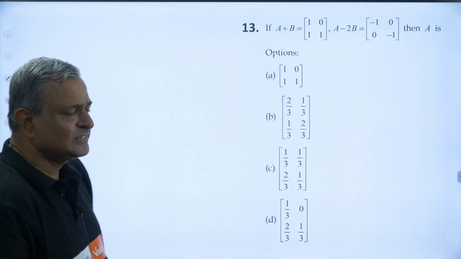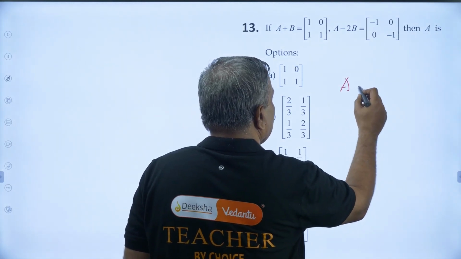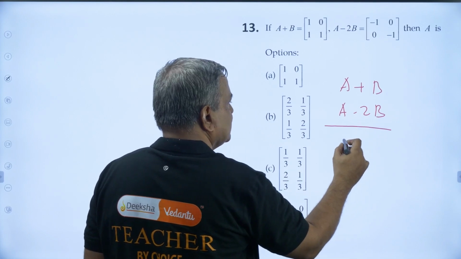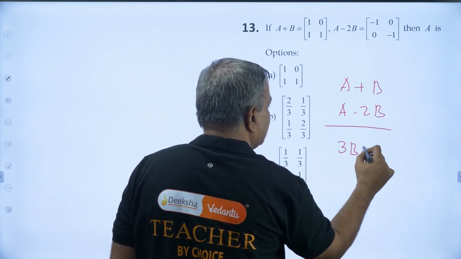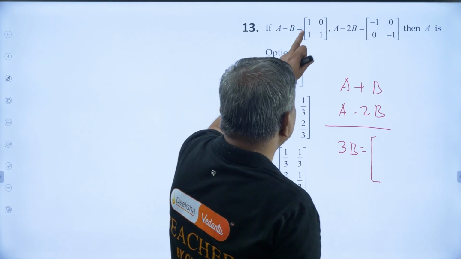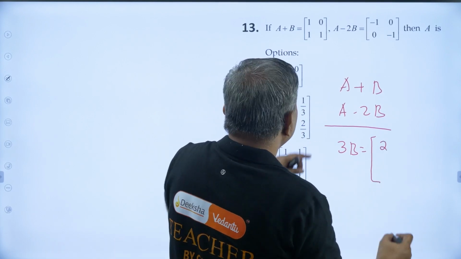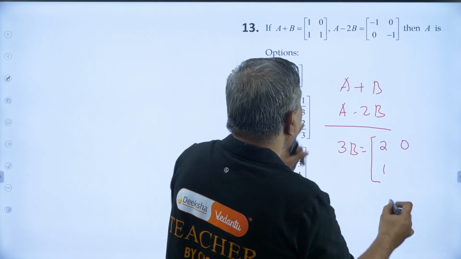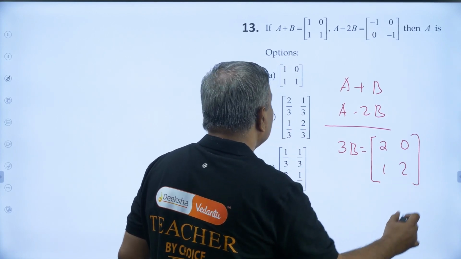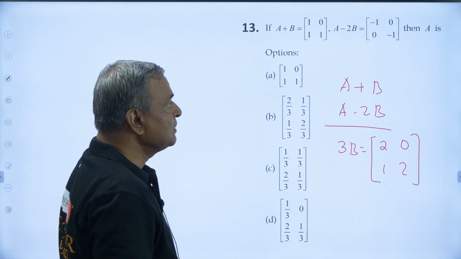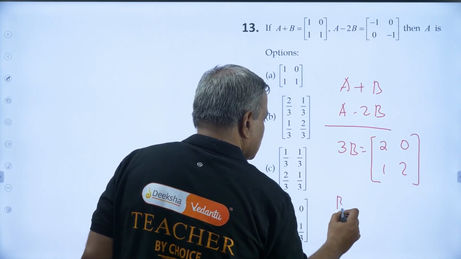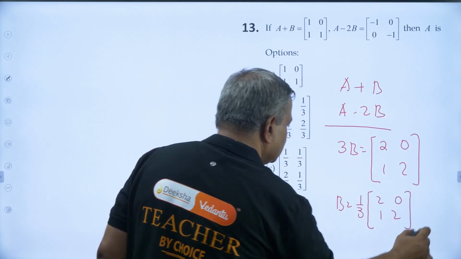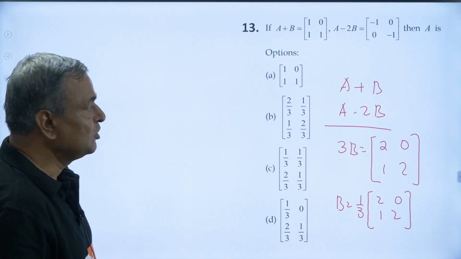A plus B, A minus 2B is given. Simple question again. Subtract it. So what do we get? 3B. When we subtract two matrices, 1 minus minus 1 plus 1 will become 2, and 0 minus 0, again 1 minus 0 is 1, and 1 minus 1 plus 2. Okay, so once you get B, you can get the value of A also. B is equal to 1 by 3 times 2, 0, 1 and 2. B you got it, you can get A also.